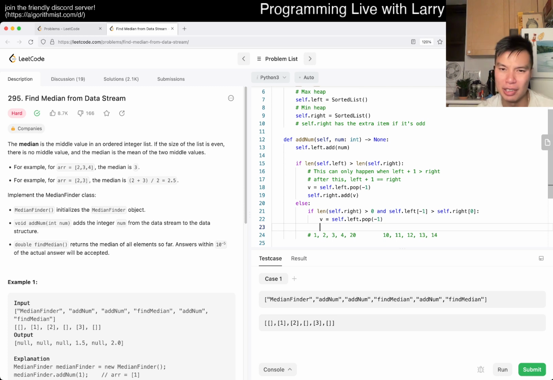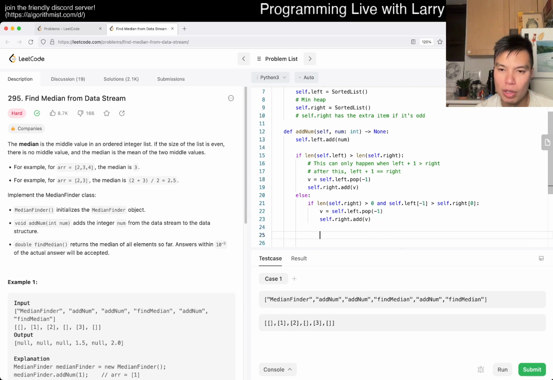I guess we can do it another way. Maybe this is too confusing. Maybe this can be, I don't know, which way is a little bit better? Whatever, we could do it this way. v is equal to pop of -1, and then again self.right.add(v).